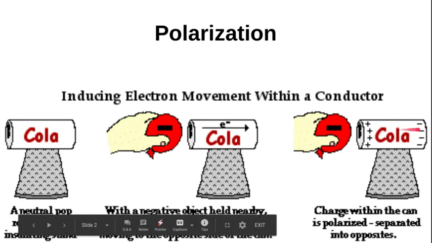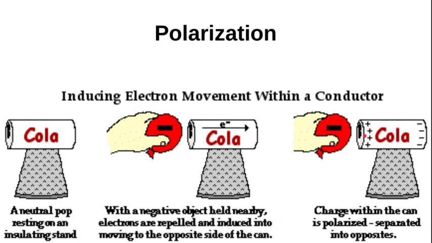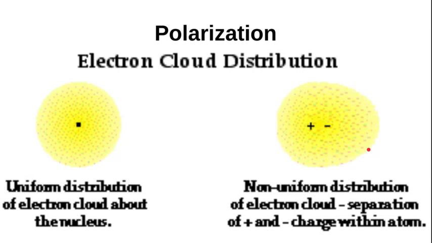So again, it's the negative charges that move to the back of the can, leaving the front of the can positive there. So this can we now say is polarized. The overall charge on the can is still neutral. We've just separated the charges.